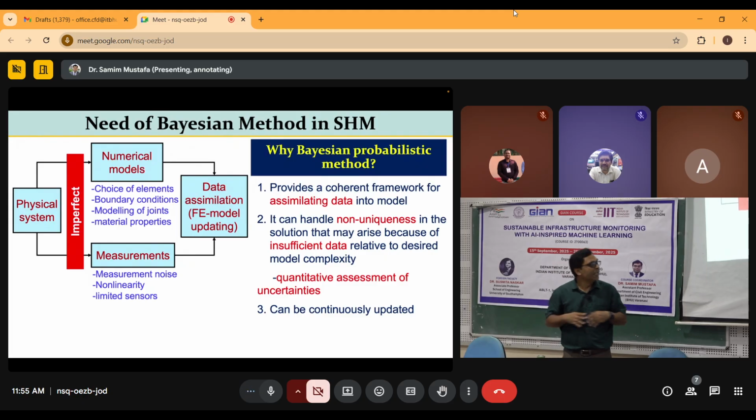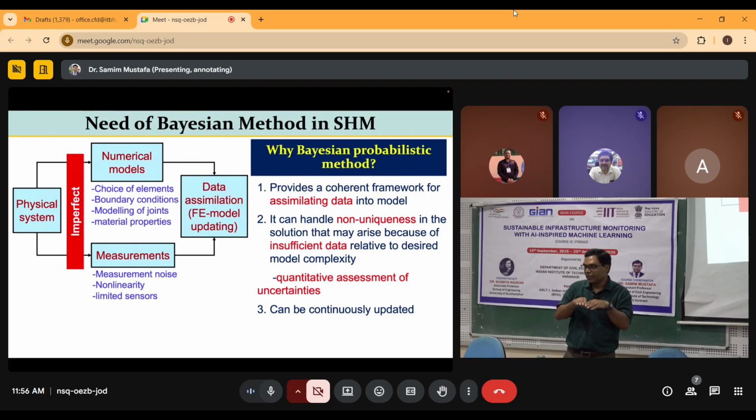Then you can also, of course, quantify the uncertainty, means you can update your prior information. Suppose you have the numerical model, so stiffness parameters are there in the numerical model, or material property like mass density is this much or stiffness is this much. So you want to update those things, right? So once you update it, then also you can quantify what is the error or uncertainty in the updated parameter. So that is the beauty of Bayesian model updating.